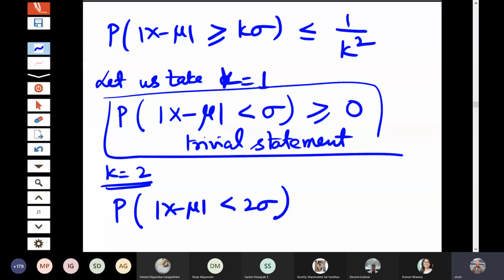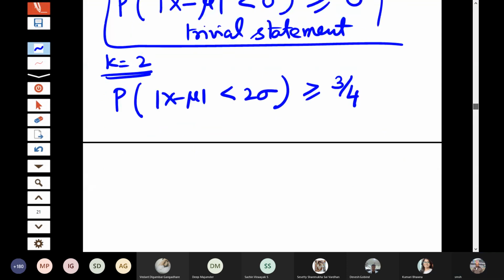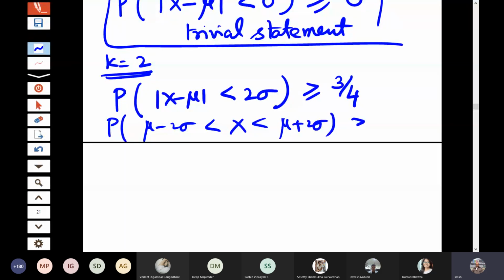2 sigma is greater than or equal to 1 minus 1 by 4, that is 3 by 4. Now this is a much significant statement. What I am saying here is that the probability that x lies between mu minus 2 sigma to mu plus 2 sigma is always greater than or equal to 3 by 4.